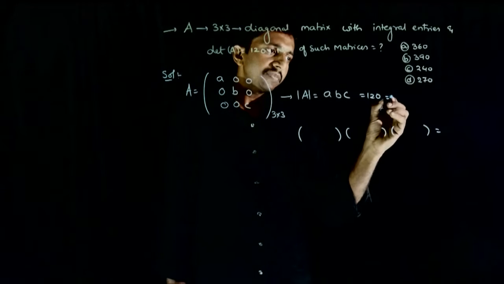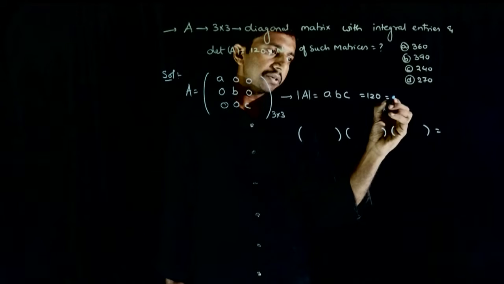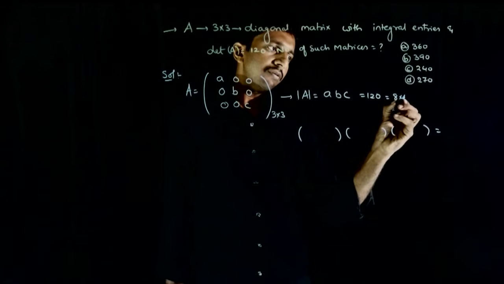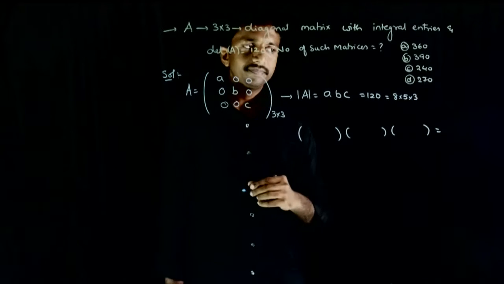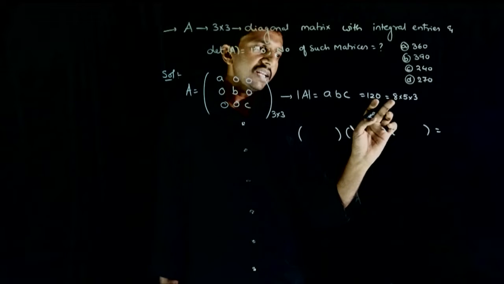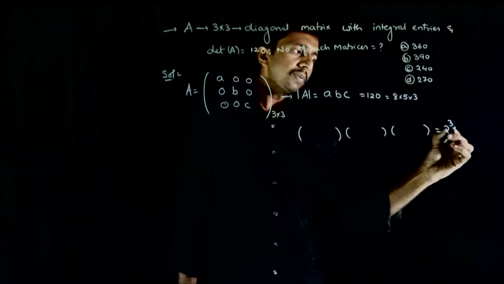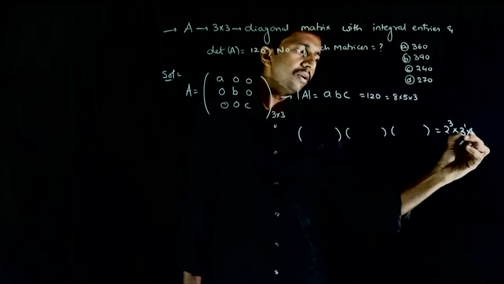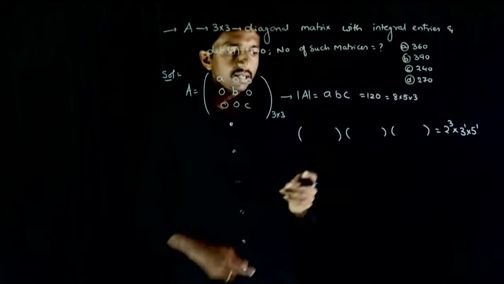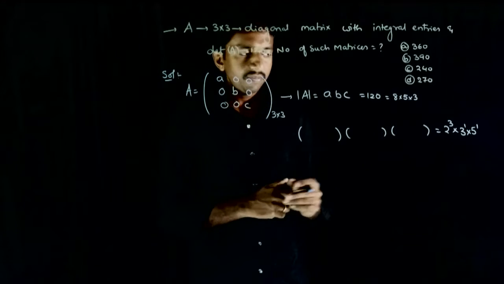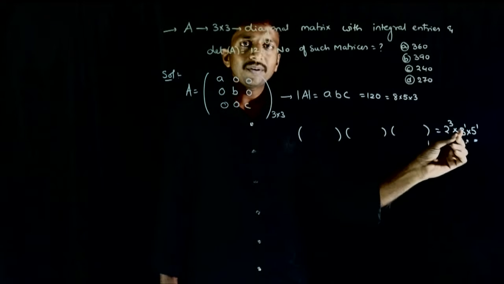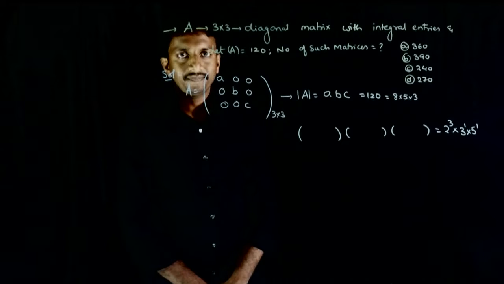120 is nothing but, if you do its prime factorization, 8 into 5 into 3. So my 120 is 8 5s are 40, into 3. So the prime factorization is 2 cube into 3 power 1 into 5 power 1. So on multiplying three numbers, you should get 2 cube, 3 power 1, into 5 power 1.